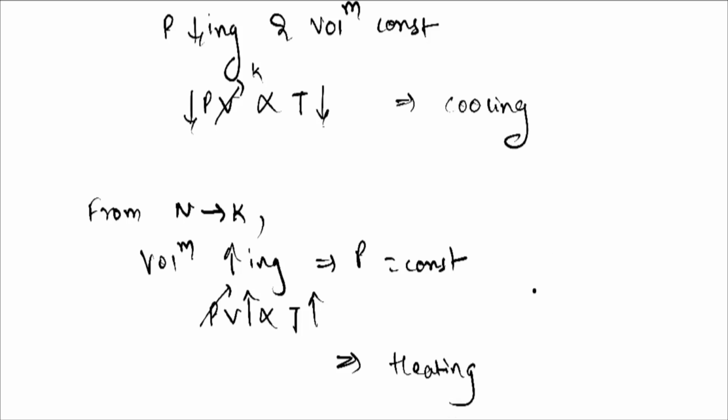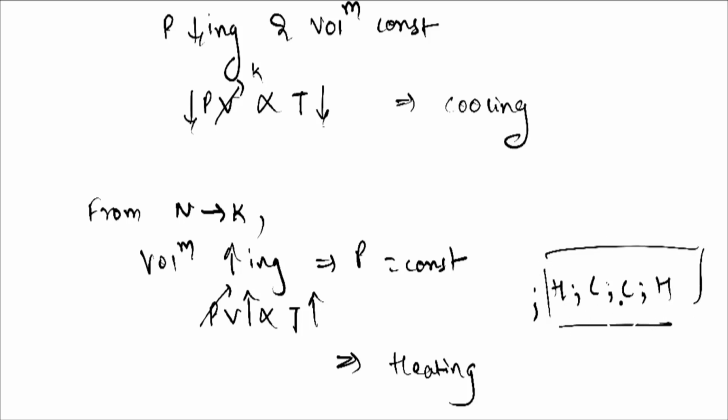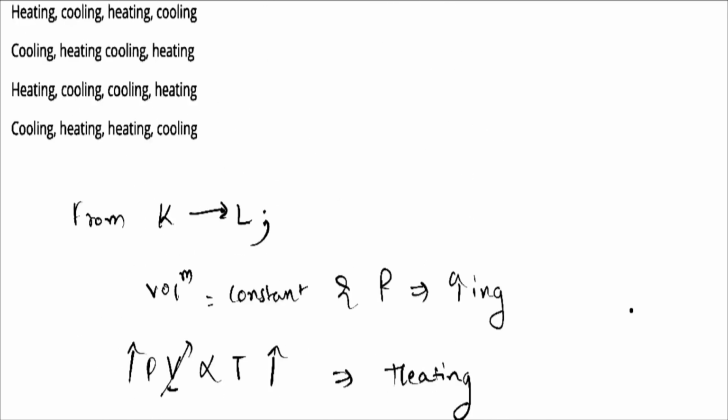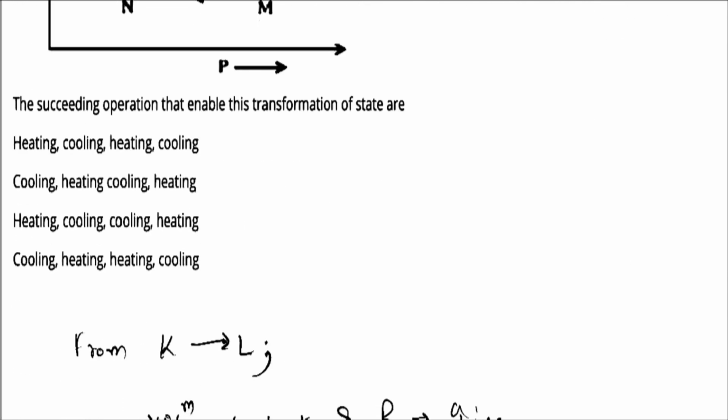Now, if you see what we got, for the first process we got heating, then for the second process cooling, third process cooling, fourth process heating. So this will be the answer for this question. Wherever heating, cooling, cooling, heating is present, that option is the correct option. If you see option number A, it is heating, cooling, which is not true because we need something HCCH.